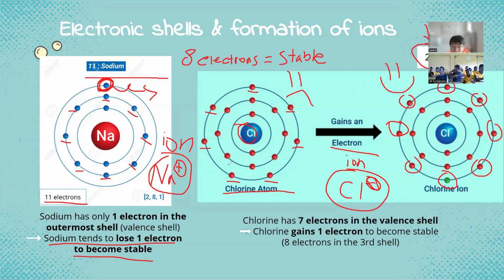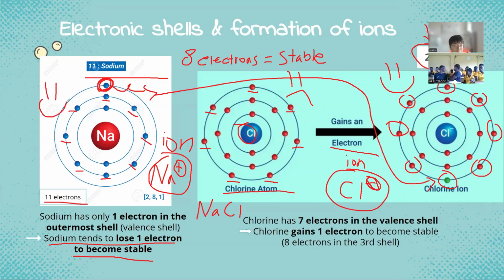And that's why sodium and chlorine combined form NaCl. Sodium gives an electron to chlorine over here. And now both sodium and chlorine are happy. They have 8 electrons on both of their shells.